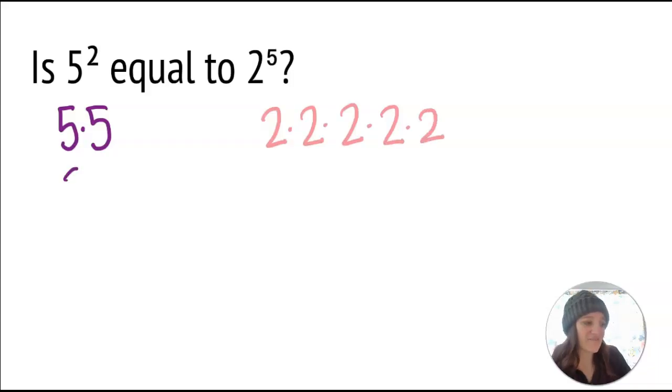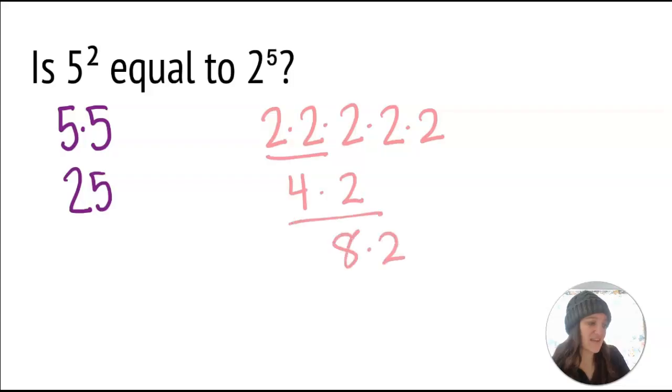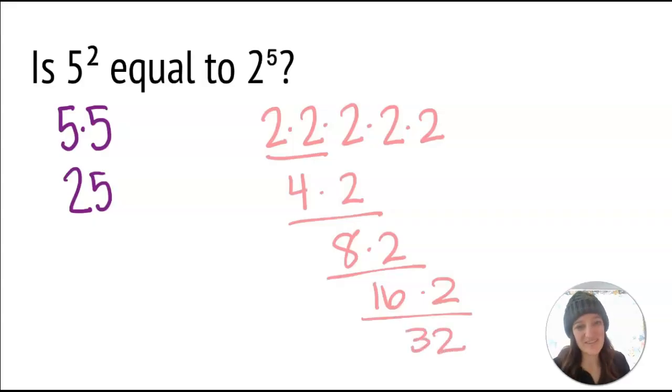5 times 5 is 25. 2 times 2 is 4. Times 2 is 8. Times 2 is 16. Times 2 is 32. They are not the same. If you times 2 five times, 1, 2, 3, 4, 5 times, you will not get 25. So don't get mixed up. A lot of people think that it's this, 5 times 2 and 2 times 5. It is not that. Okay?